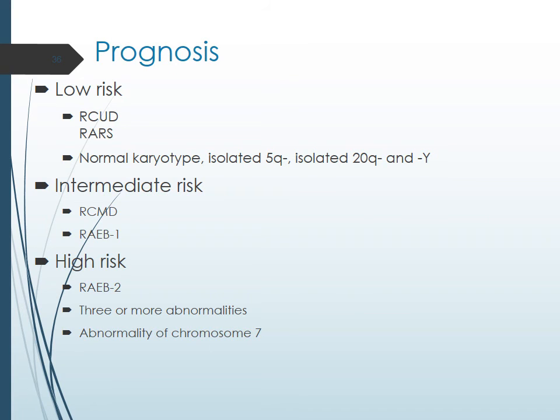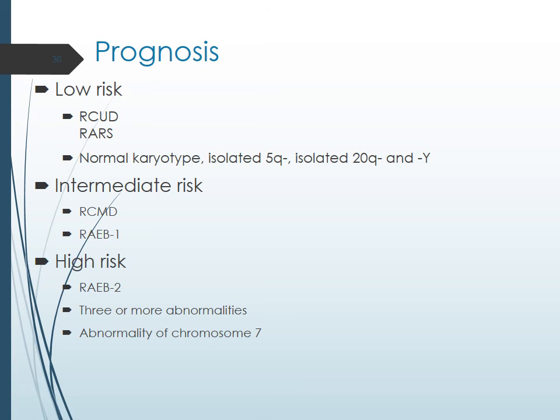Now we have here the prognosis in patients that have MDS, and there are 3 risk groups based on the morphologic subtype and length of survival. You have RCUD and RARS that are considered low risk. The intermediate risk are RCMD and RAEB1. RAEB2 is of the high risk group.